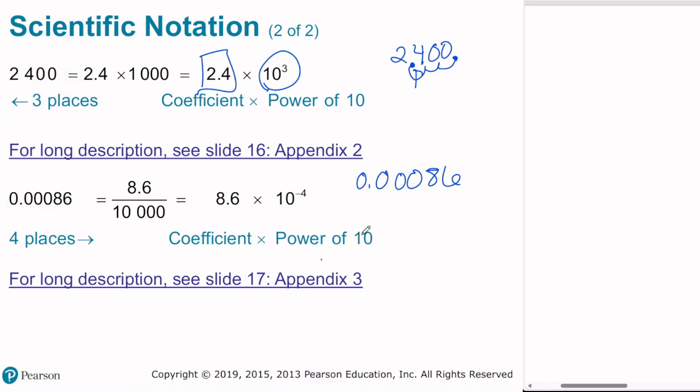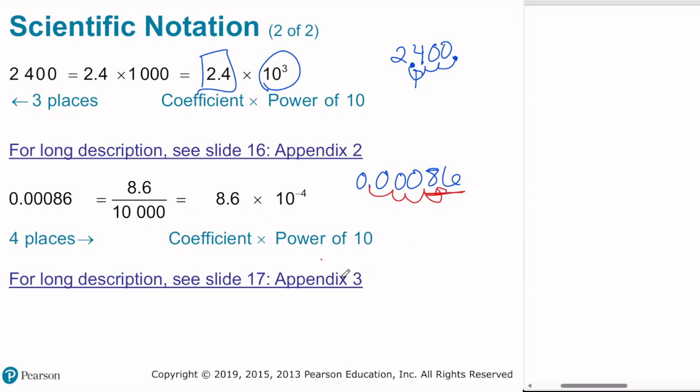So to do this, we'll need to find our coefficient and our power of 10. Our coefficient is the significant digits in our number. And in this case, we have 2 significant digits, which are 8 and 6. Our power of 10 is identified by moving the decimal place until it's behind the first significant digit. 1, 2, 3, 4. We move it 4 places to the right.